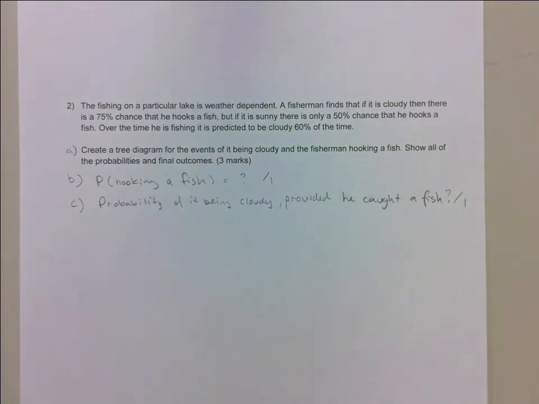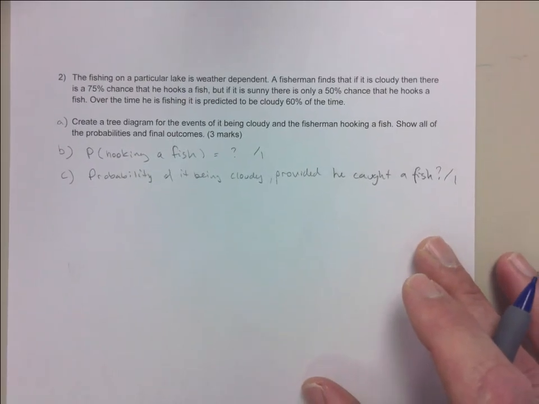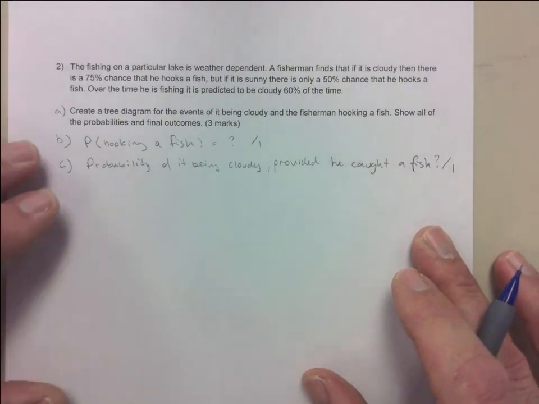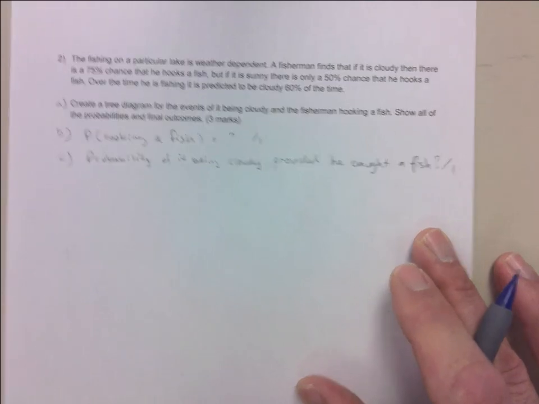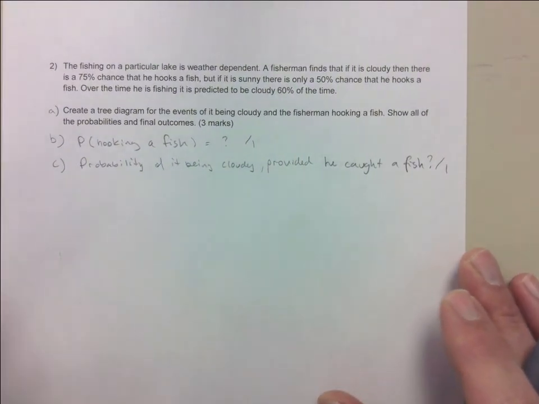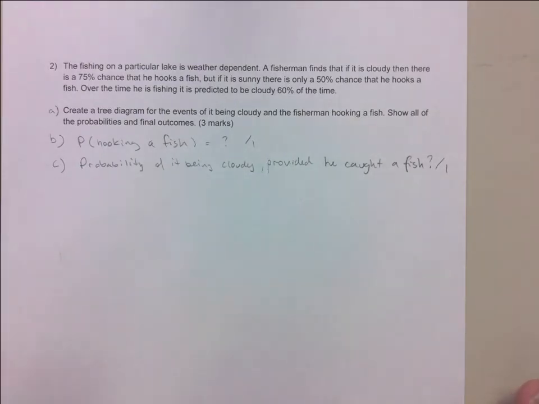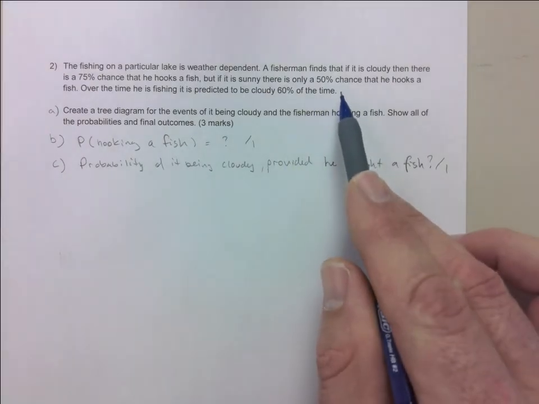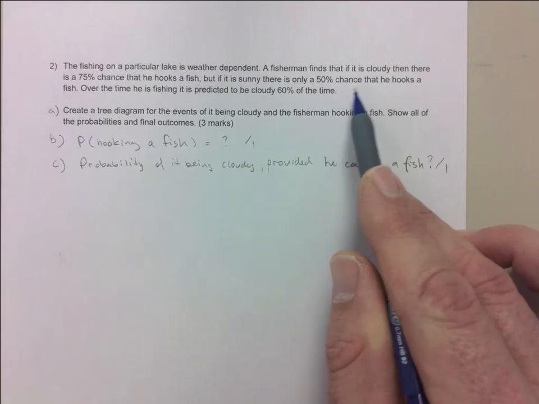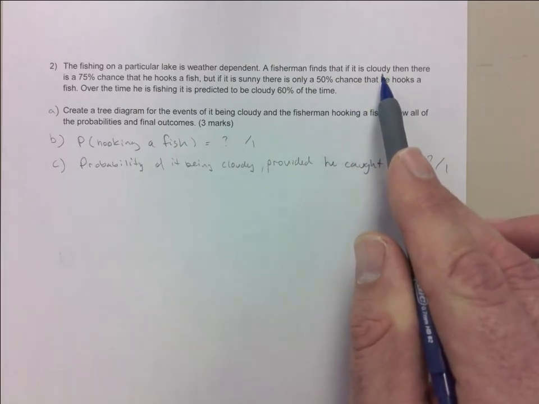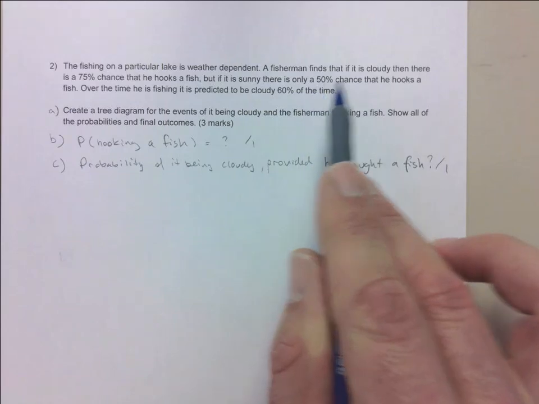There was a bit of a mix here, so we'll start with two, okay? The fishing on a particular lake is weather dependent. A fisherman finds that if it's cloudy, then there's a 75% chance of hooking a fish. And when it's sunny, there's a 50% chance of hooking a fish. You can tell whether or not it's cloudy affects my outcome for hooking a fish.